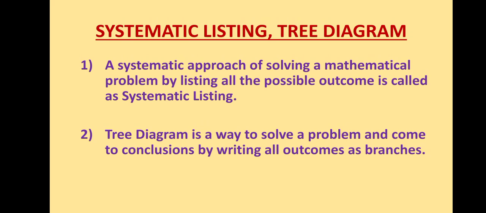Tree diagram is a way to solve a problem and come to conclusions by writing all outcomes as branches. So when you write the solution to any problem with the help of a tree diagram, you are basically making a diagram with branches, and at each branch we write a possible outcome. These definitions of systematic listing and tree diagram will be more clear when we discuss the example.